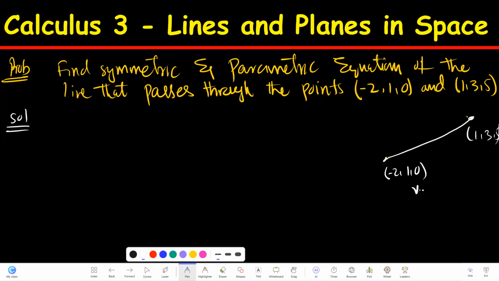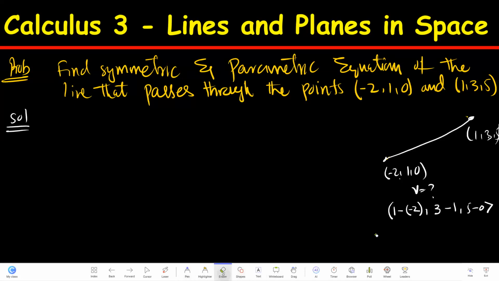I don't have any v's given. So what I'm going to do is take this minus this. I'm going to be writing like this: 1 minus -2, 3 minus 1, and 5 minus 0. I'm going to put it in parentheses because this is a vector.